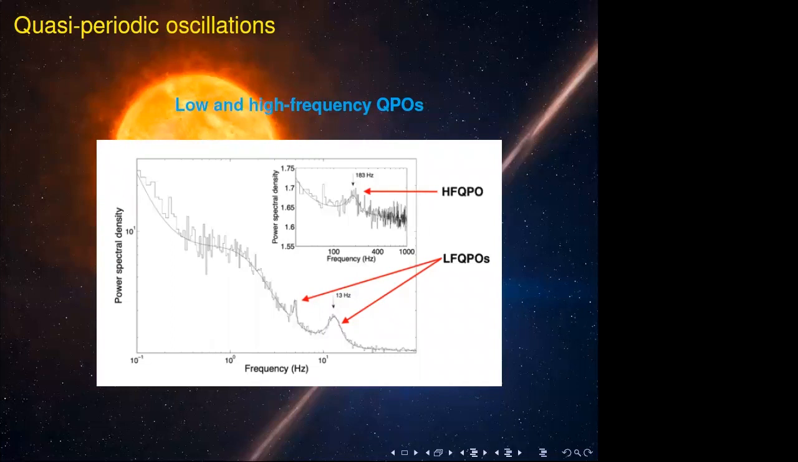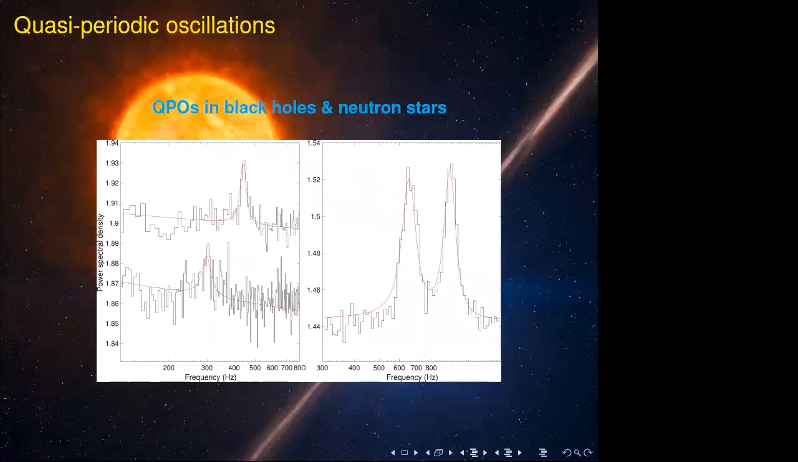I'm not an observer, so that's the first thing, but as far as I know, I think that they are really kind of bimodal. You don't see that one frequency gets greater and greater and suddenly it starts to be a high frequency QPO. They are more or less kind of distinct features.